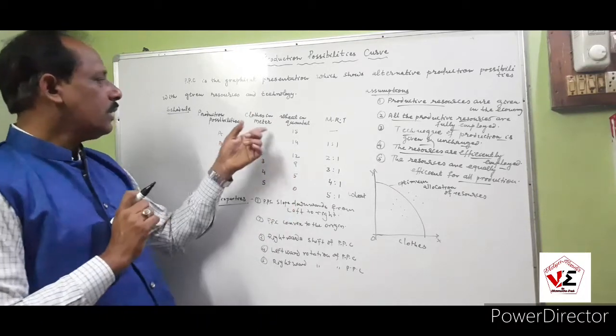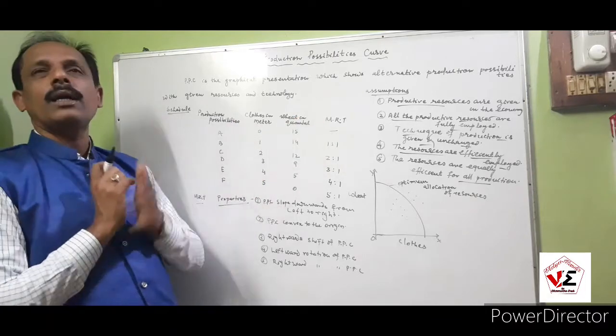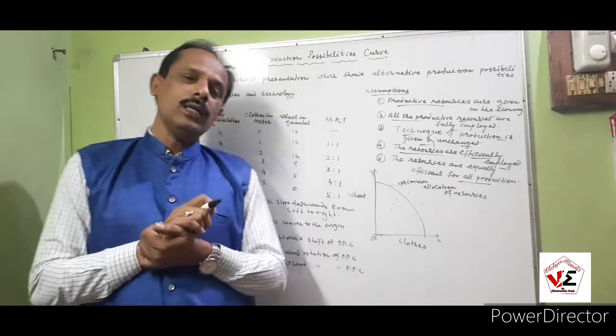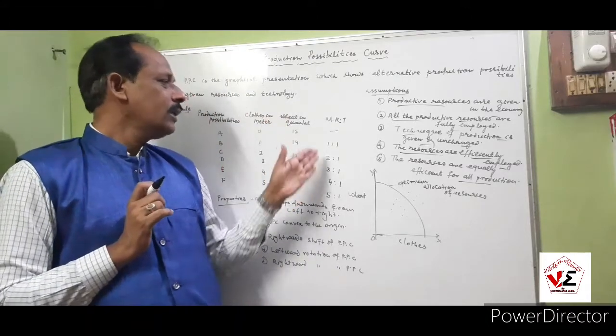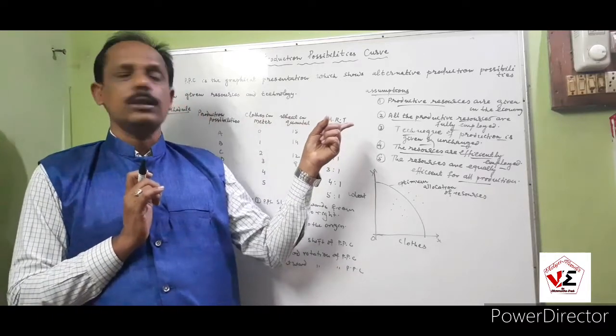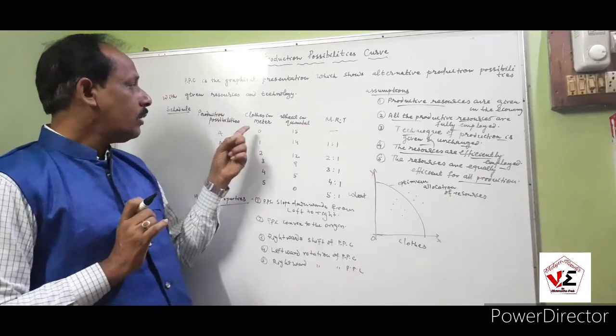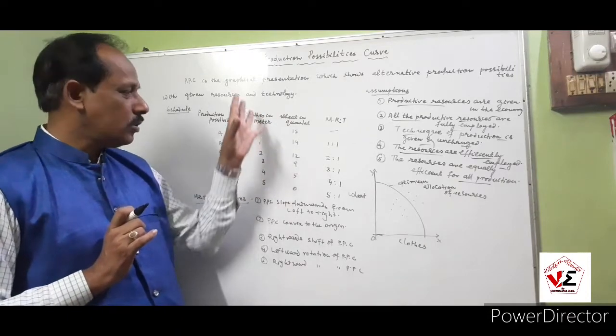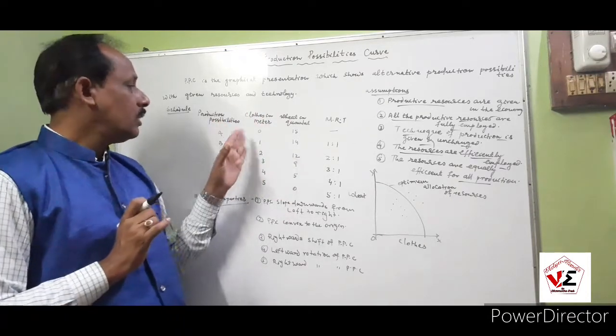And if we take the ratio, that becomes the MRT, marginal rate of transformation. What is MRT? MRT means the rate of sacrifice of one commodity to get an extra unit of the other commodity. So in order to get 1 meter of clothes, the amount of wheat production we are sacrificing, that is known as MRT.